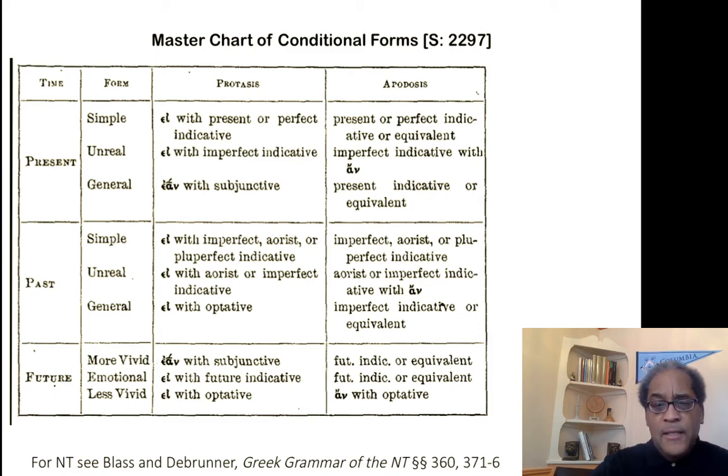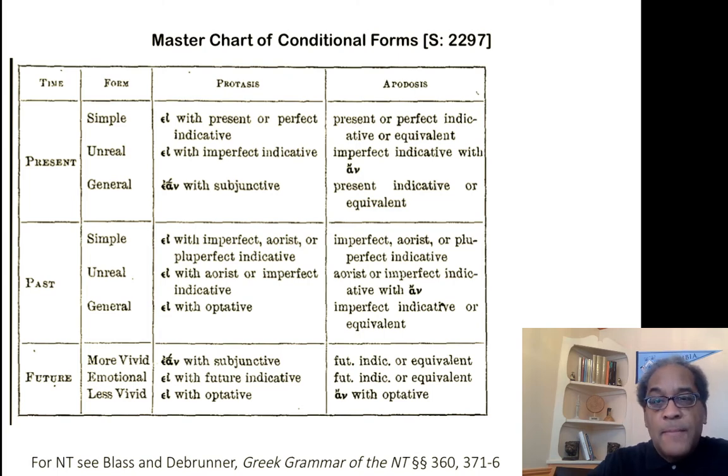Now, as I said, the situation in New Testament Greek is much simpler, and for that, if you're only a New Testament Greek reader, you should consult the grammar of Blass and Debrunner, sections 360, and then sections 371 through 376, and he'll tell you everything you need to know about the simplification of conditional forms from this great complexity of Attic to the relative simplicity of the New Testament forms.